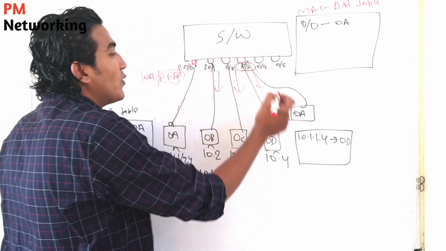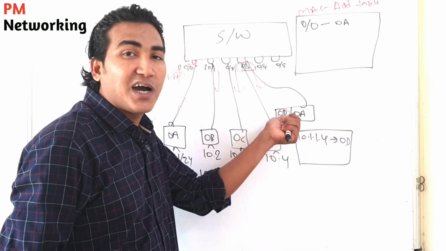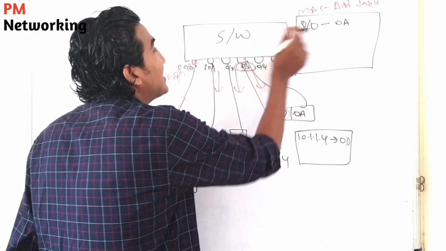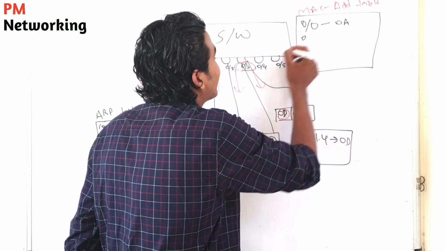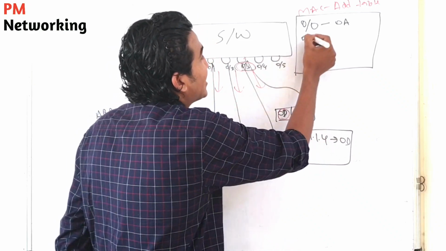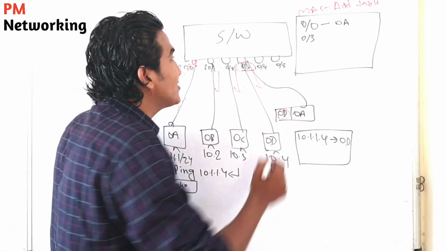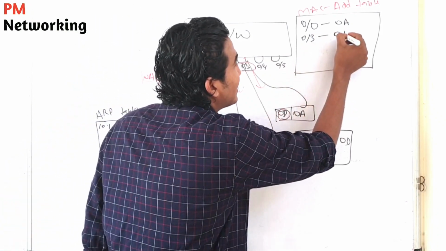Now again what will the switch do? The switch will check what is the source MAC address in the message, in the data. So the source MAC address is 0D. So again the switch will make an entry in its MAC address table that there is one device connected on my 0/3 interface, on which interface? On 0/3. Whose MAC address is 0D.